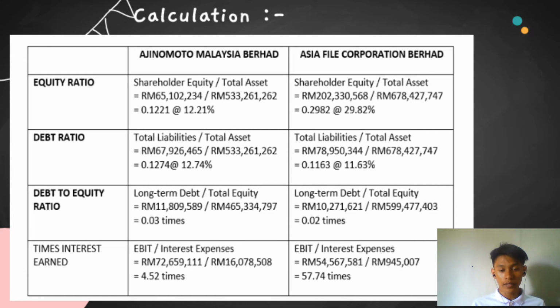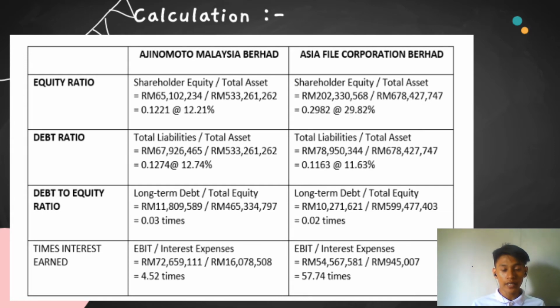The third is debt to equity ratio: long-term debt divided by total equity. Debt to equity ratio indicates the relative proportion of shareholder equity used to finance a company's assets. So Asia File Corporation Berhad is better with a lower ratio, with lower risk.